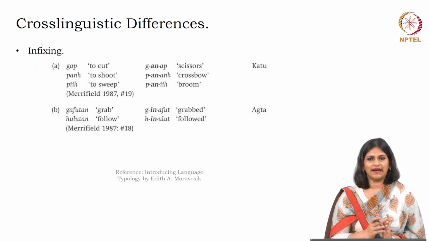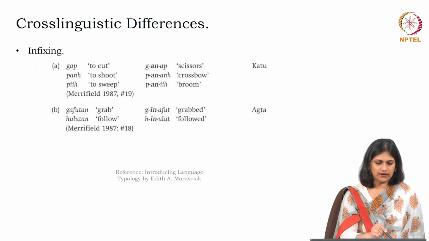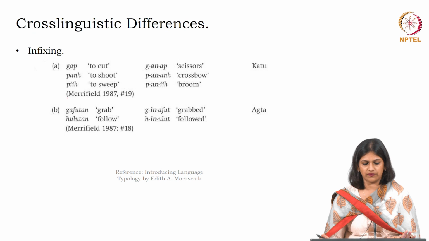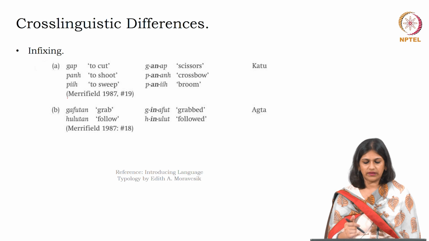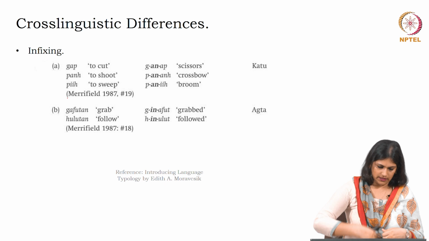So this is the verb, the left side, gap, pan and pee, so something like that. So what are these? On the left you have the verbs, on the right you have the nouns which do that verb or which do that work. These are the action verbs: cut, shoot, sweep. And on the right, with the insertion of an infix like an, they become the instruments with which we do that work, right?